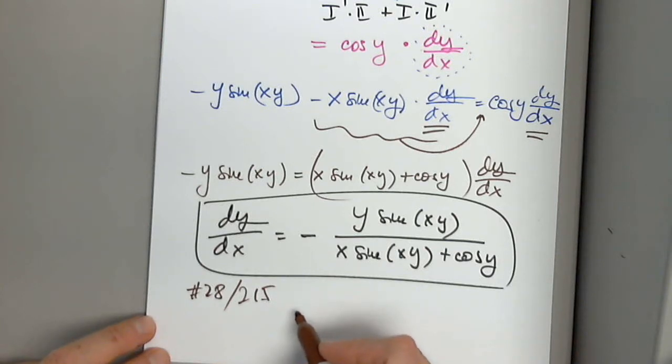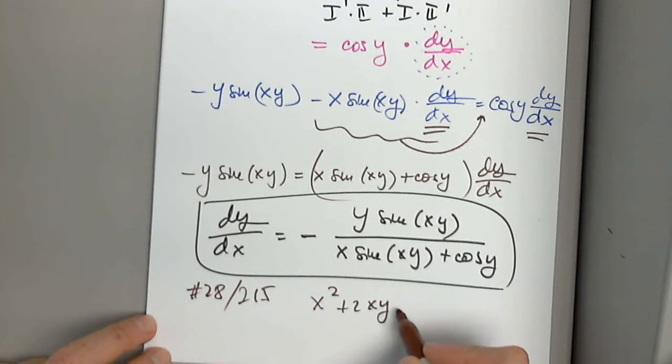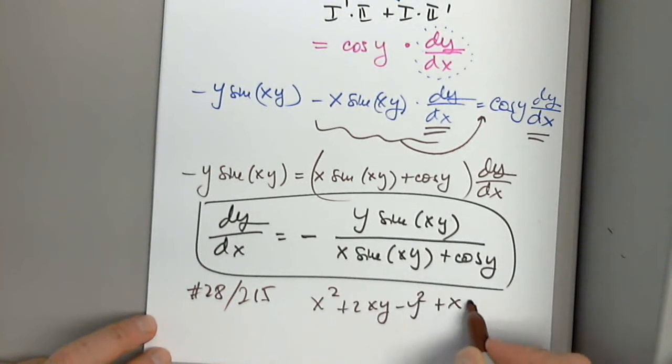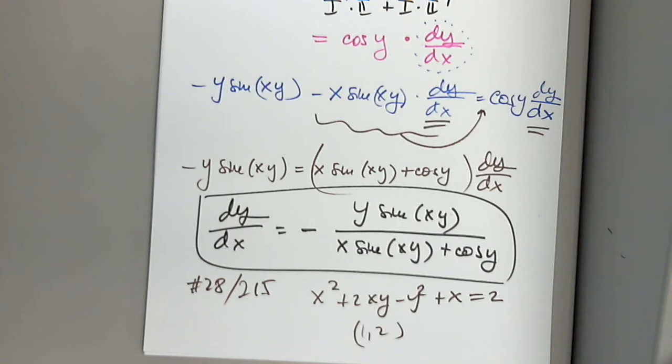So in 28 we have, this is an easier situation. We have x squared plus 2xy minus y squared plus x equals 2. They are giving us a point, 1, 2, and let's see what the question is asking. Use implicit differentiation to find an equation of the tangent line to the curve at the given point.